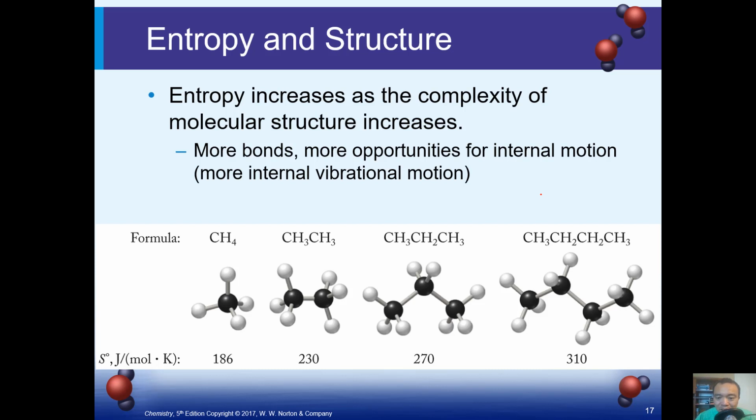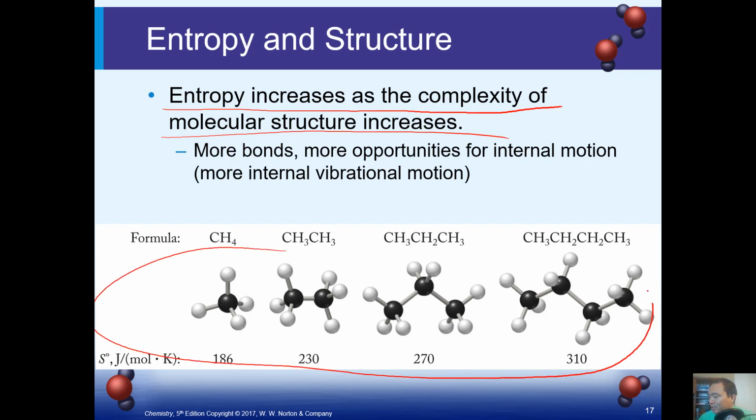Because the energy can be distributed over more particles. So if the molecule is more complex, you will see more ways to distribute the total energy. Thus the entropy will increase. Entropy increases with the molecular complexity, as you can see in this example listed over here. As the molecules become more and more complex, the entropy increases as well. So temperature, volume, and the molecular complexity. Molecular complexity affects the entropy.